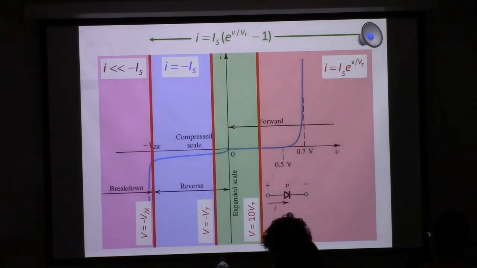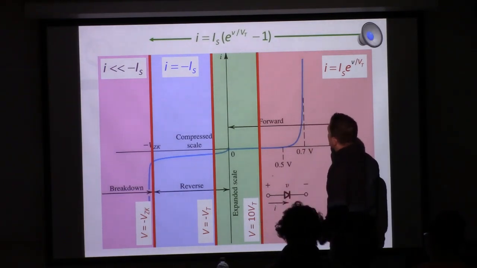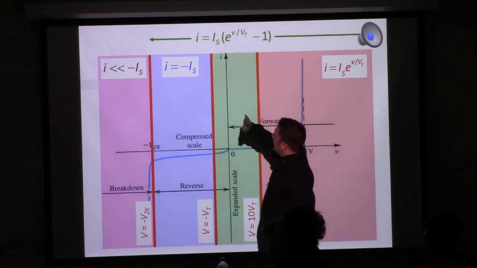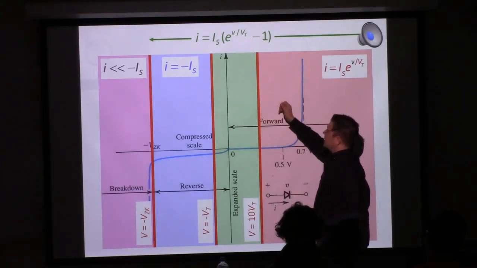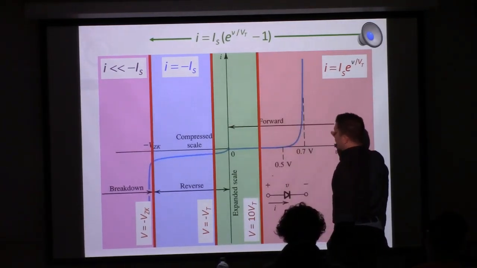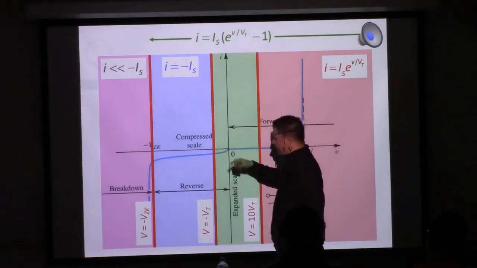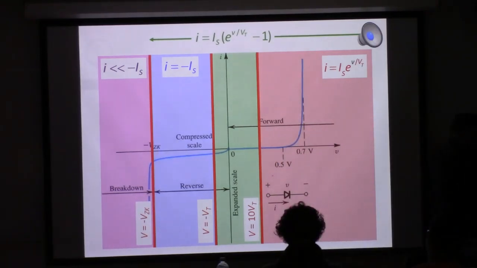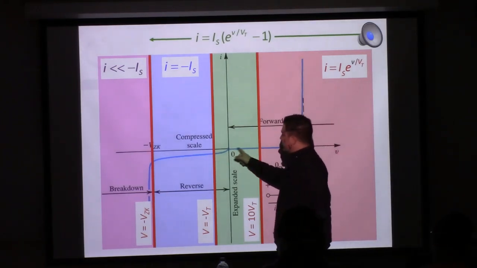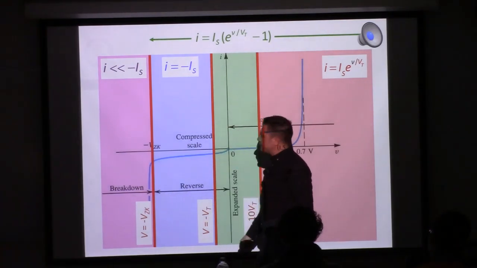Okay, so let's take a look at this here. This breaks down a whole bunch of different thresholds. What we see is that the model I equals IS e to the V over VT minus 1 works all the way from here to here. It works for the forward, the reverse bias, and the region in the middle, which contains both forward and reverse. It doesn't apply to the breakdown region. Our model doesn't take that into account.